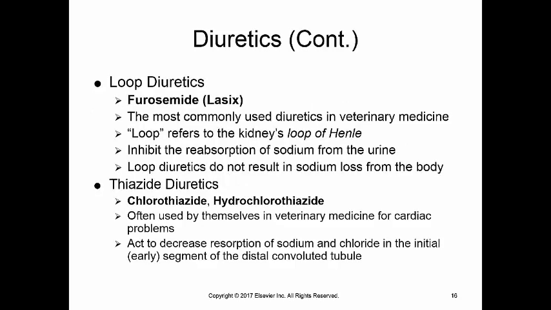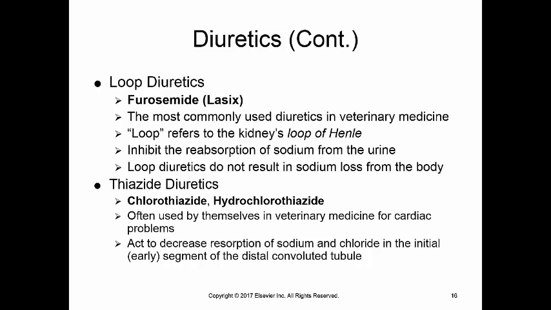Our loop diuretics are going to work at the loop of Henle. So if we go back to anatomy and we look at the kidney and we look at a nephron, remember the loop of Henle is going to be down in the medulla of the kidney, and it's going to be very important in reabsorption of water and of different electrolytes like sodium, potassium. So a loop diuretic works on the loop of Henle, and what it does is it blocks reabsorption of water.